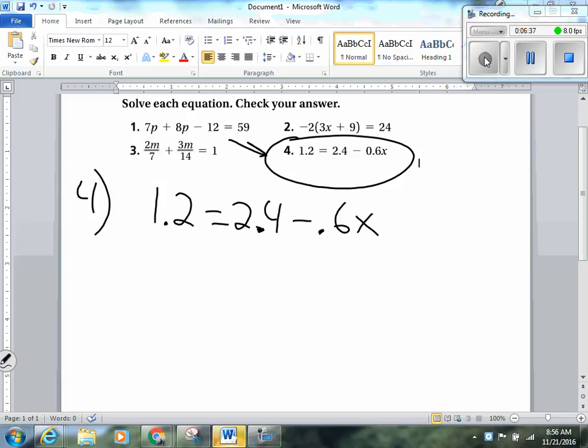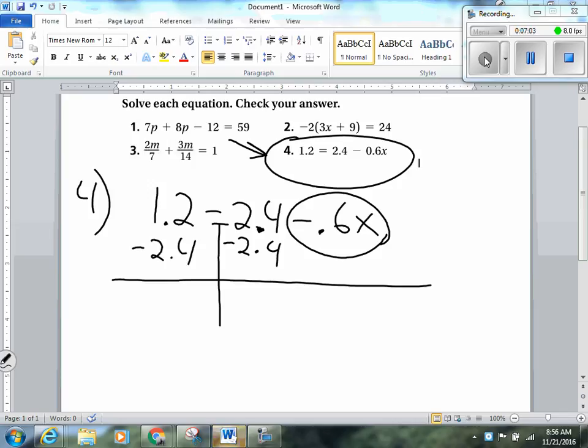Let's take a look at number 4. You want to take a look at where my number and letter is and draw my wall. This time, the letter is on the other side, just like it was on the left side. Now it's on the right side. So I look at the circle and see what's next to it. It's a 2.4, so I need to do the opposite. So I add a minus 2.4 to both sides.